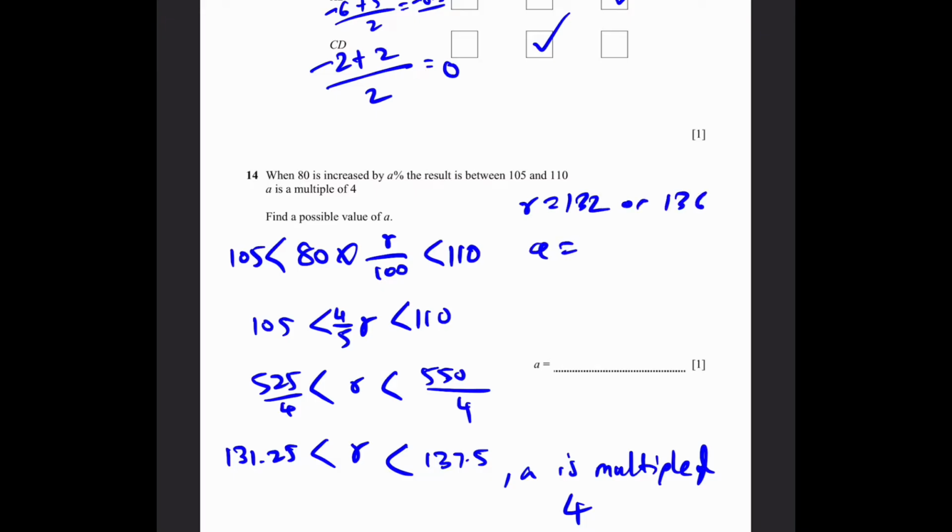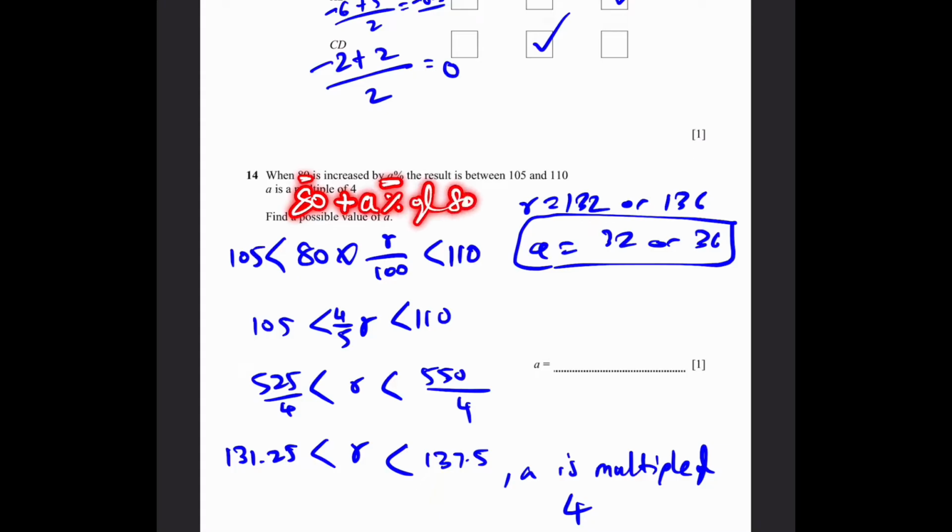That means A is going to be 100 subtracted from both of these values. It's either 32 or 36. Because if we increase by a certain percentage, we do 80 plus this percentage of 80. So we don't want this 80 as well. This is 100%, which is why we're subtracting 100 over here. We don't want this 80 to be included inside the percentage. Therefore, the answer is either 32 or 36. You can write in the blank. I'm writing 32, you can write 36 as well. That's our answer.